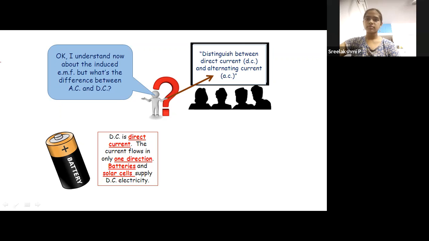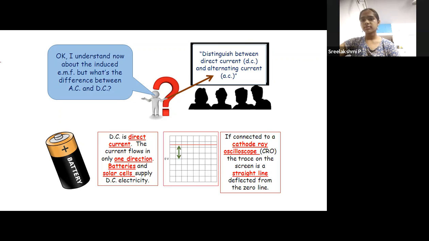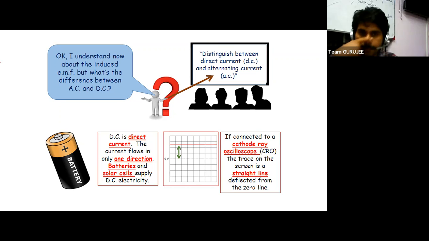Next, suppose the current is flowing due to the electrons only. The rate of flow of electrons is called electric current. The flow of electrons is monitored by a CRO. That is a simple picture of a CRO, a graph only. CRO is an instrument used for measuring the path of electric current or the trace of cathode rays. It is a cathode ray oscilloscope. By using a CRO, the direct current path is always a straight line.